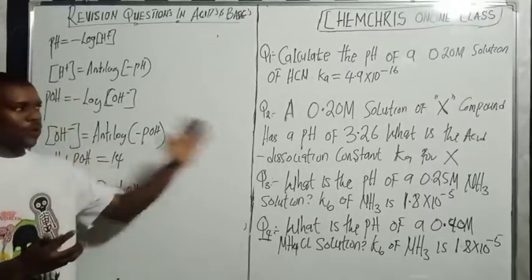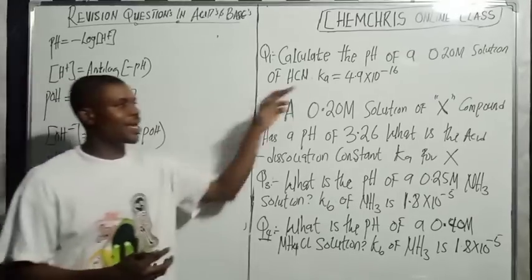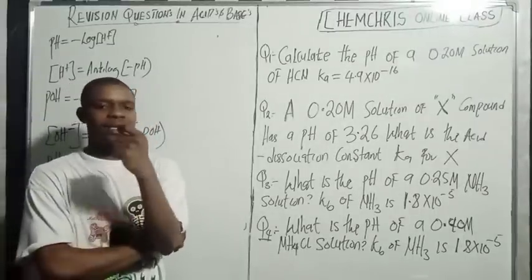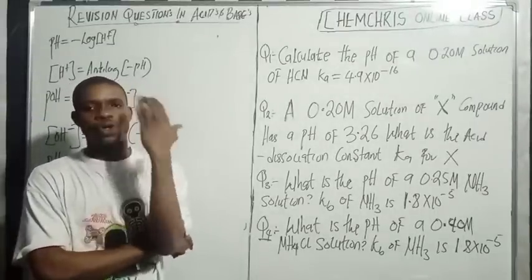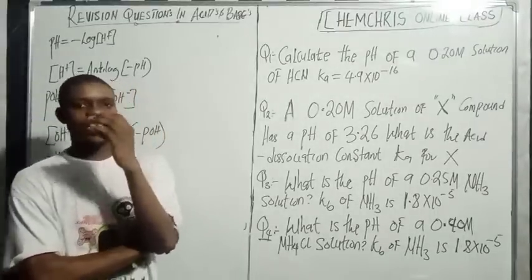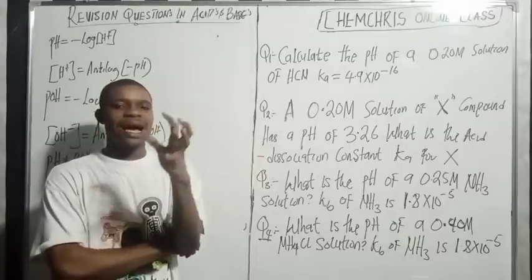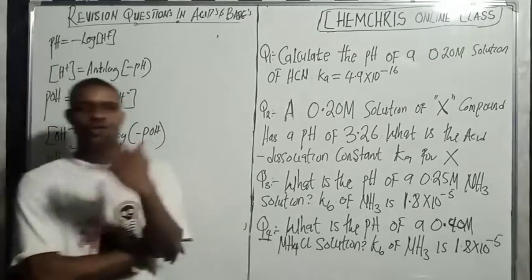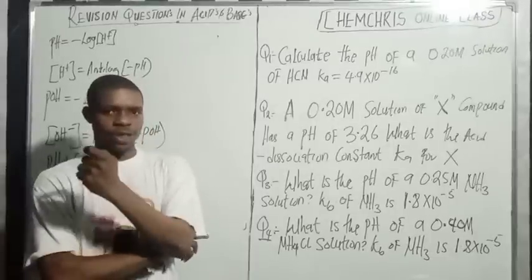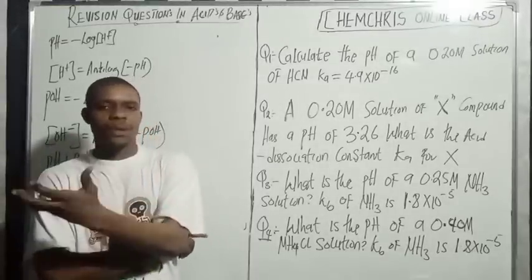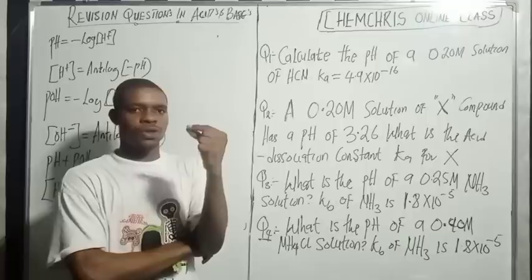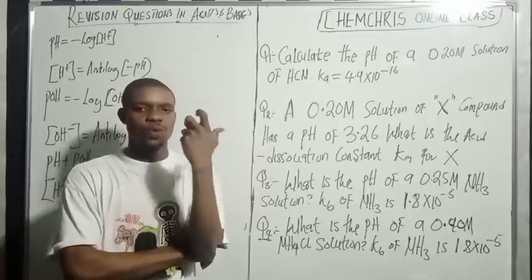Now, if you look at the question here, you see that we have Ka and Kb. Whenever you are solving a question and we have Ka and Kb, what you want to put in your mind is that it is a weak acid and a weak base. Now, these formulas you are seeing here, you can easily use them to calculate strong acid and strong base. So what are the formulas you can use to calculate the pH and pOH of a weak acid and a weak base?